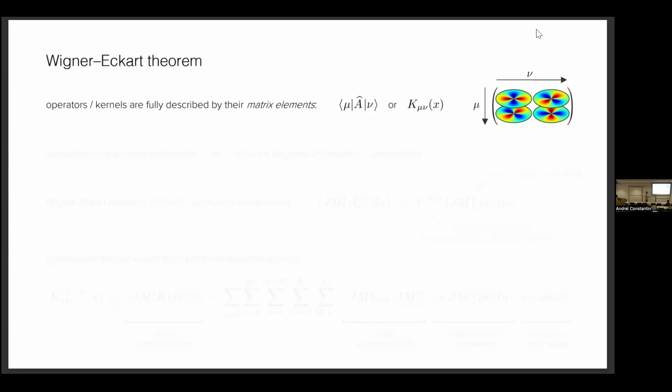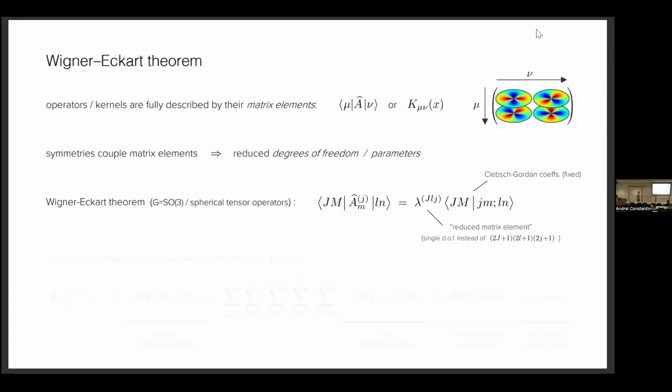So we are looking at matrix elements. Basically, you take an operator and look at matrix elements mu nu, which for the kernel is just the mu nu entry of your matrix valued kernel. If you have a certain symmetry constraint on your operator or kernel, this reduces the degrees of freedom of these matrix elements. They are coupled to each other, which is described by the Wigner-Eckart theorem, which for SO3 and so-called spherical tensor operators, means that if you have order J, you have 2J plus 1 operators, which mix according to irreps of SO3.